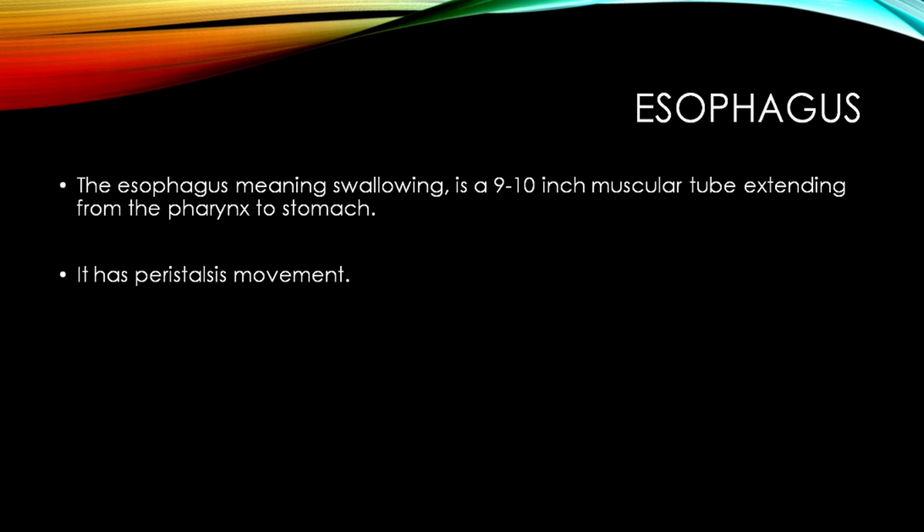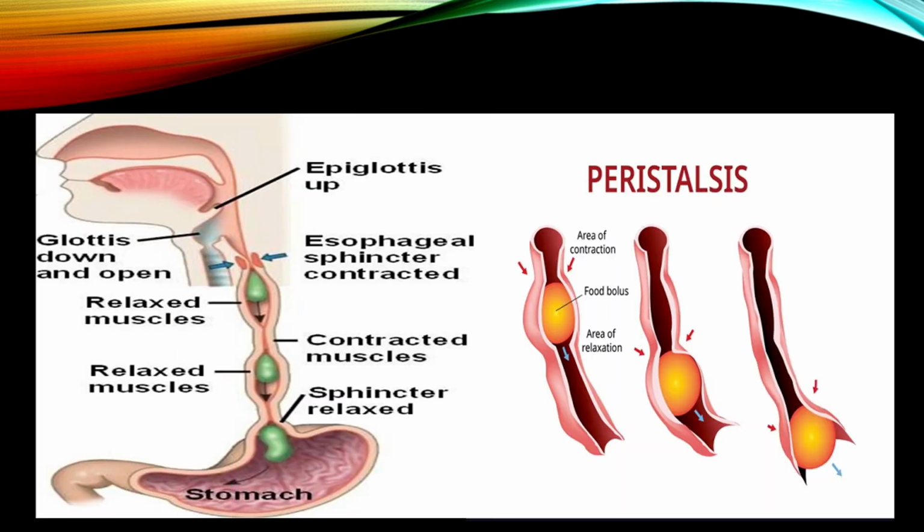Esophagus. The meaning of esophagus is swallowing, and it's a 9 to 10 inch muscular tube extending from the pharynx to the stomach, and it has peristalsis movement. So here is the diagram to understand in a simpler way the meaning of peristalsis movement. This is the diagram of peristalsis movement, where the contracted area and the relaxed area are there, and through the contracted and relaxed areas the food bolus is moving.